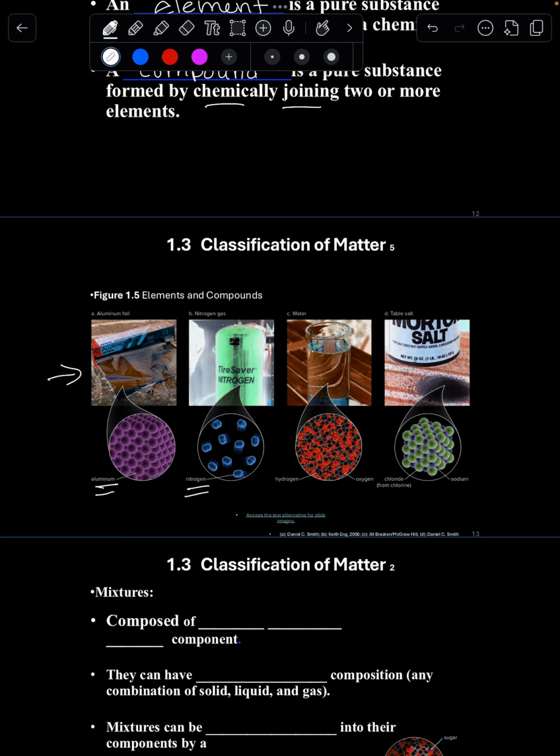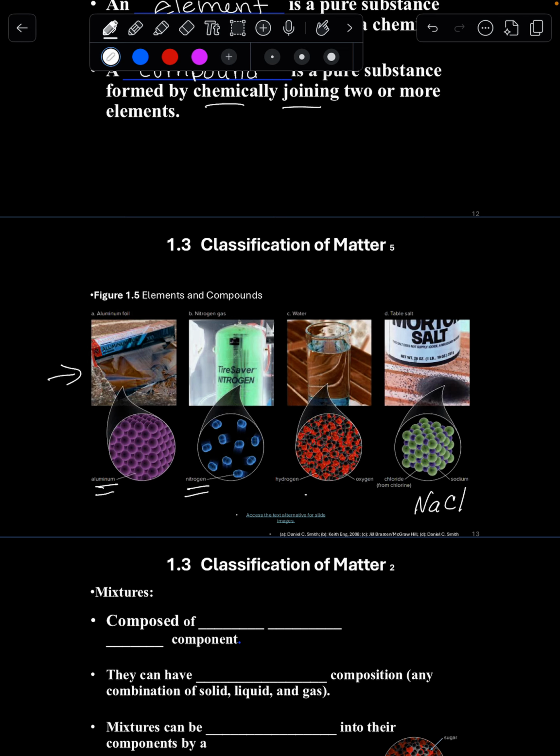In the glass, you see a glass of water, and in the particle drawing, you see the different parts, and there's hydrogen and oxygen that have been chemically combined together to make water, and so that's a pure substance in the form of a compound. And lastly, we have table salt, and so this is sodium and chlorine that have been chemically combined to make a compound that we call sodium chloride, and that is a pure substance.